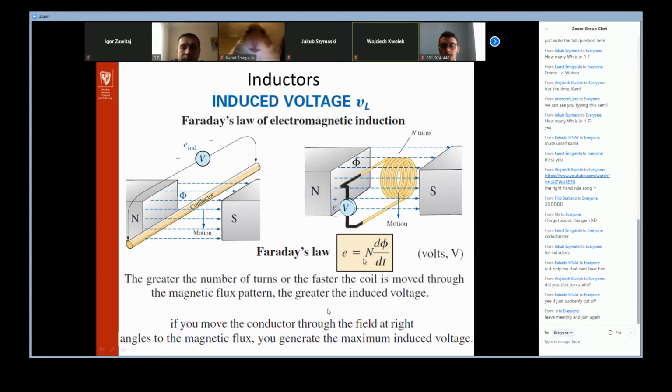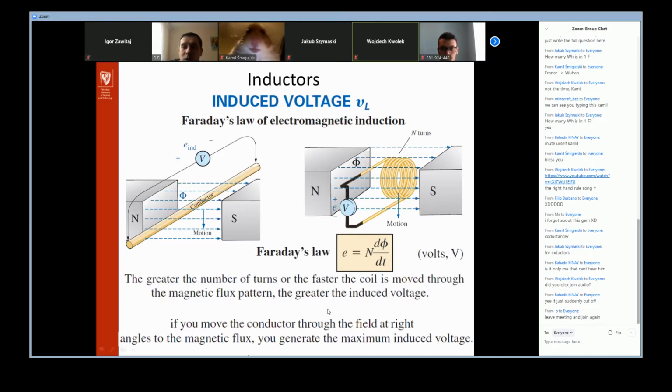It is directly proportional to the number of turns and the change of the magnetic flux in the time domain, which is passing through our coil. What is so important? The magnetic flux should be passing through at right angles to the magnetic field.